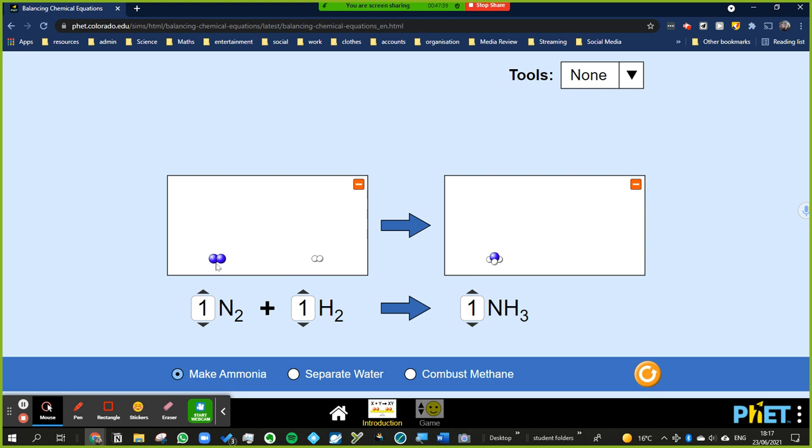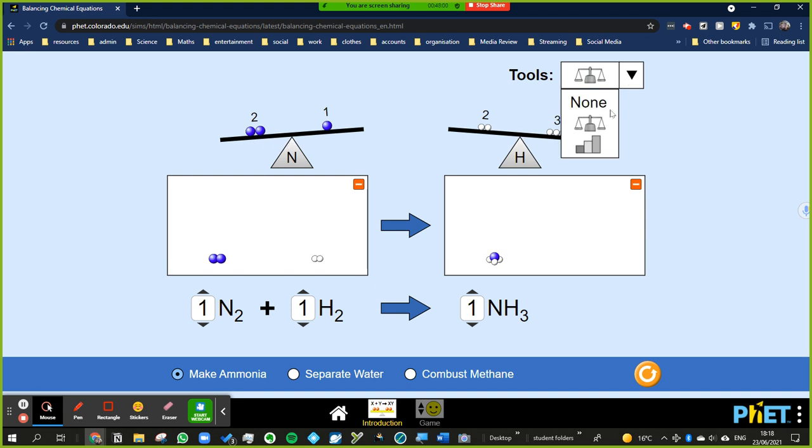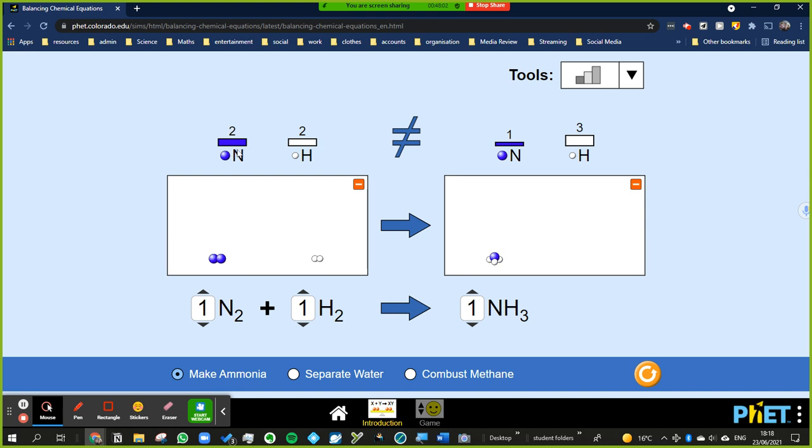So now in the diagram, we can actually see there are 2 nitrogen atoms and 2 hydrogen atoms on the left. On the right, we've got 1 nitrogen atom and 3 hydrogen atoms, right? They're quite small, it's quite a small diagram. What you can also do with this tool is you can see the nitrogens are not balanced and the hydrogens are not balanced. Or you can choose the bar chart. On the left, it's got 2 nitrogen, on the right, we've got 1 nitrogen. On the left, it's 2 hydrogens and on the right 3. Okay, so we can work out how to balance this.